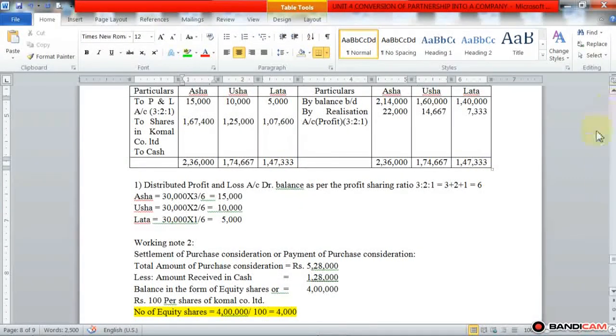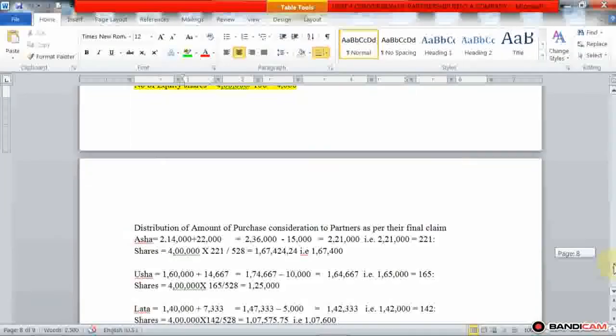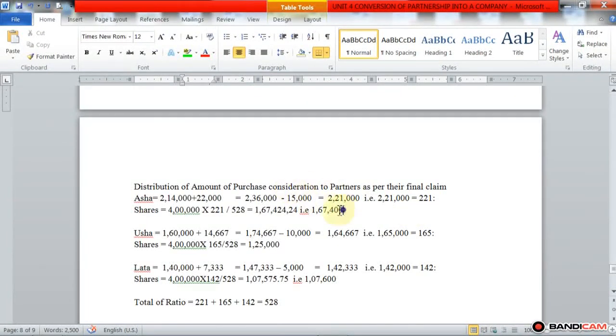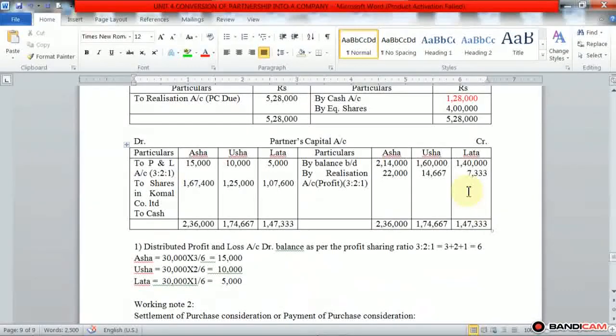Now we post this entry to the capital account. We already posted the amounts in the capital account: 1,67,400, 1,25,000, 1,07,600, according to how we distributed the shares among the partners of the partnership firm. Got it? Now we make the total, and the credit side total is more.